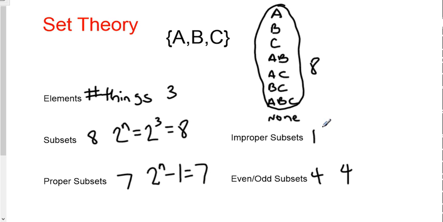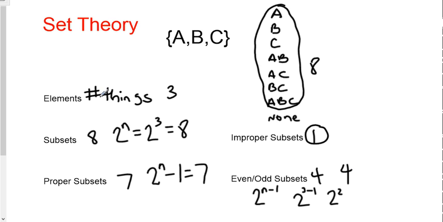The number of improper subsets is easy. It's always 1. And the number of even or odd subsets is actually 2 to the n minus 1. So 2 to the third minus 1, which is 2 squared, which is 4. There's the 4.